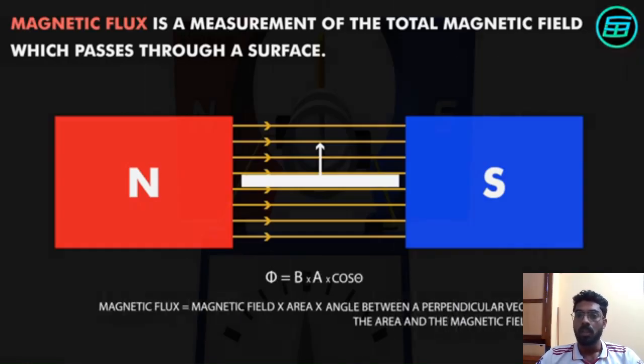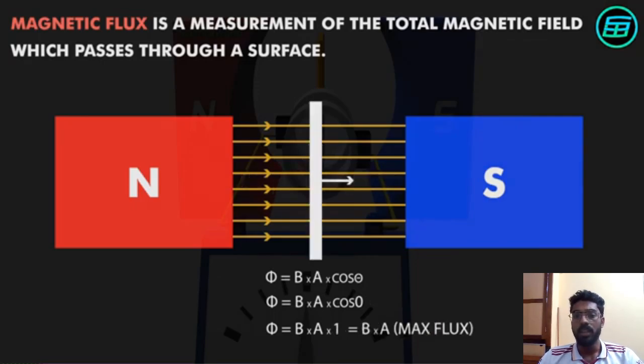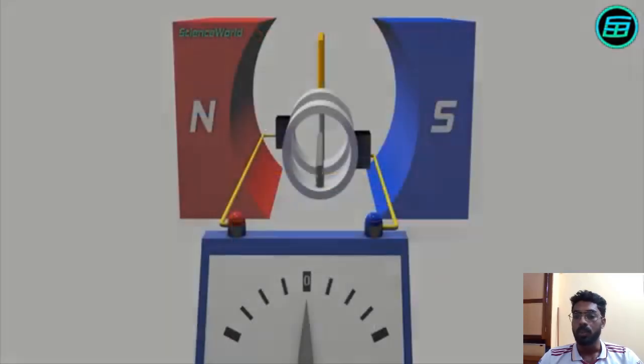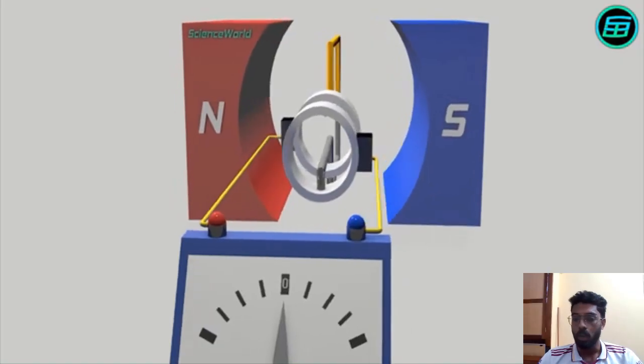See, magnetic flux is a measure of the total magnetic field which passes through a surface. We have north and south poles here, and the magnetic field lines are interrupted while this armature rotates. While doing so, it generates an EMF, or electromotive force, which is induced and converted to electrical energy. This conversion can be understood by pairing it with a galvanometer.